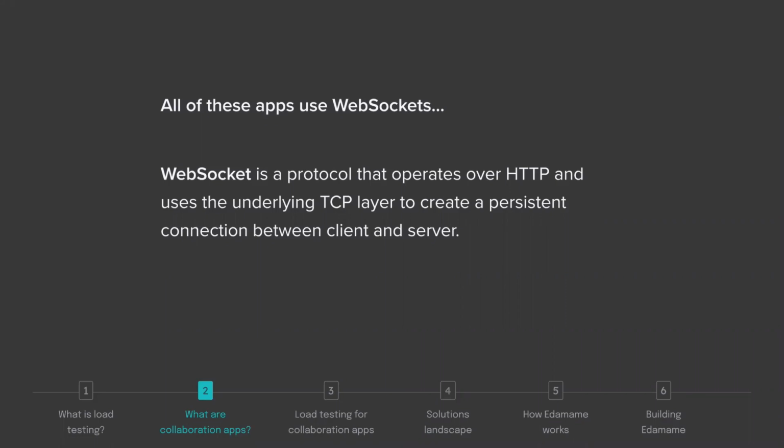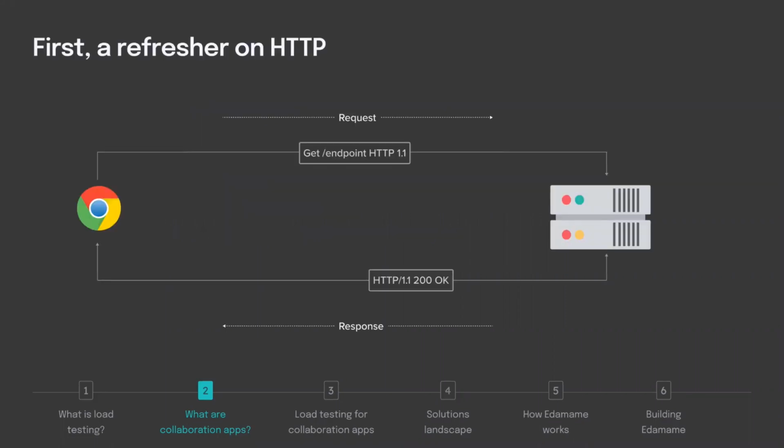Let's break that down a bit. First, a quick refresher on HTTP. So in the HTTP request response cycle, the client will first send a request to the server. And then when that server receives the request, it can then send a response back to the client. When the client receives the response, this interaction is complete.